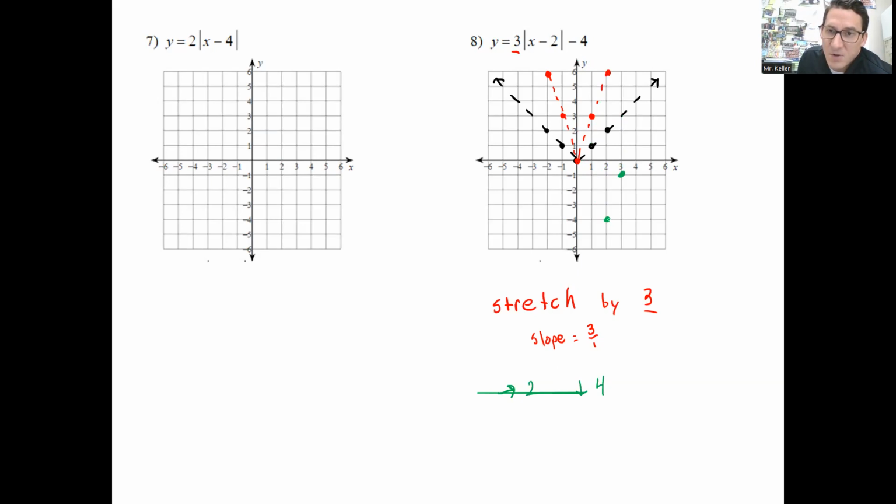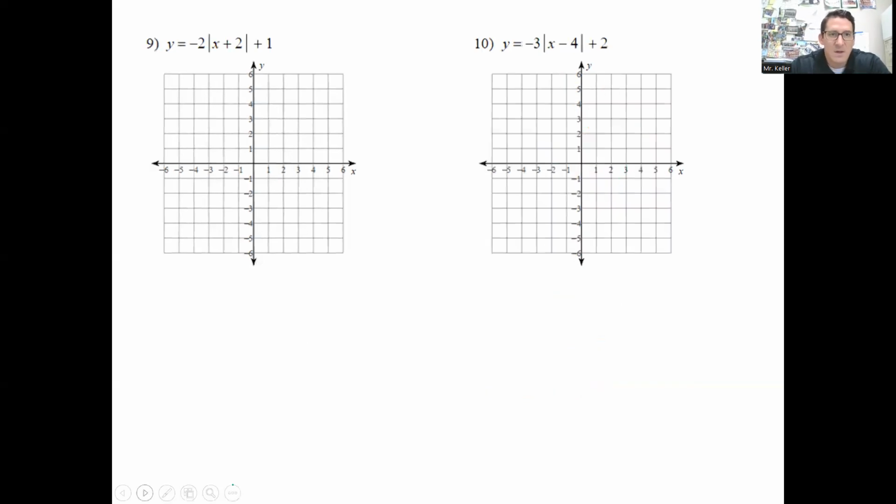Or you can just remember the line's going to have a slope of 3, so it's going to go up 1, 2, 3 right here. Might be easier to count for some people. But then here, it's going to be a mirror image over here. So it's going to look like that. And then I'm going to connect these with a solid line to show that's the final transformation. So I did the stretch and then the shift. Right.